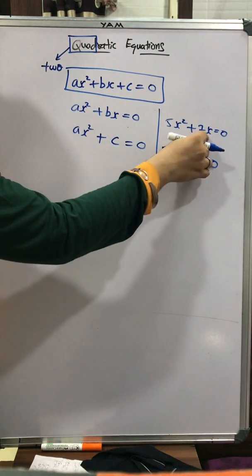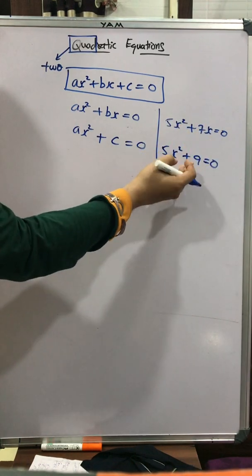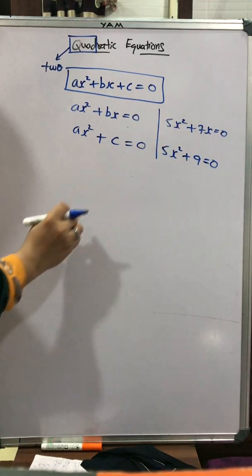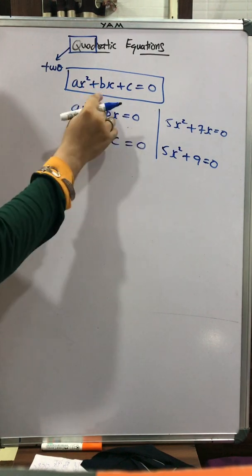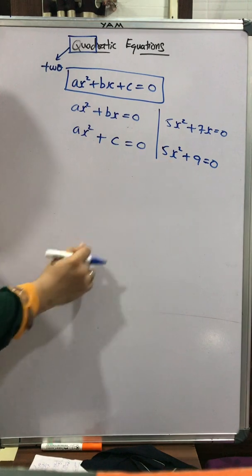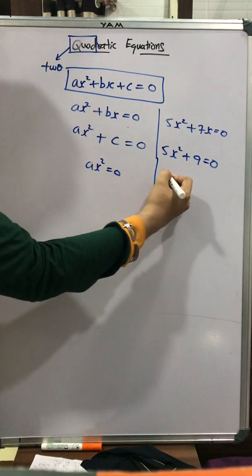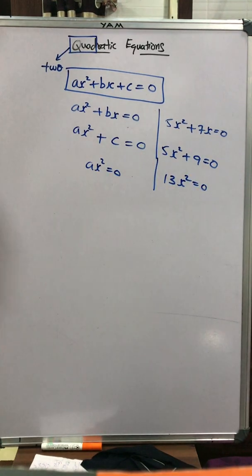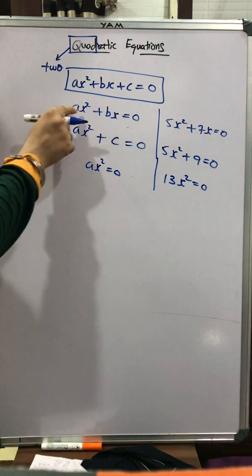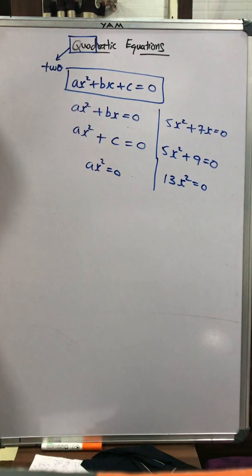Here there is no term without x, the constant term, and here the x term is 0. Okay, the term with x, b, is 0, so x is not visible, only the constant term is there. Even I can say ax square equal to 0. If I tell you 13x square equal to 0, this is also a quadratic equation. Okay, but the case is that the highest degree should be 2. It should be x square, whether it is 1x square or anything it can be.